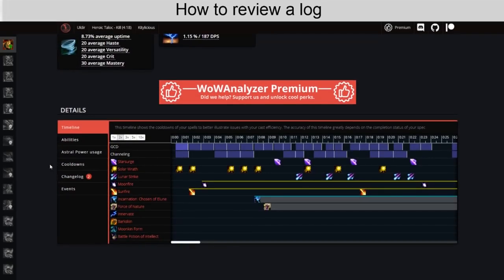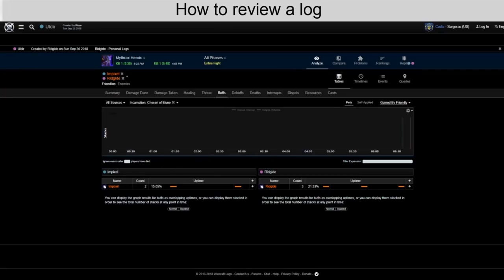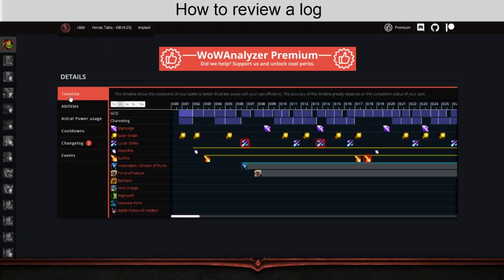But yeah, guys, I hope this helped. Remember, the compare function in Warcraft Logs is pretty big, WoW Analyzer pretty big, and that will be it.